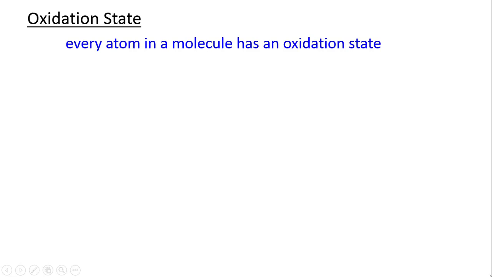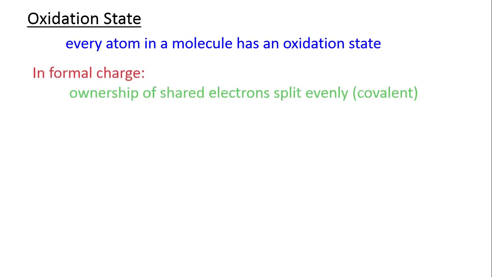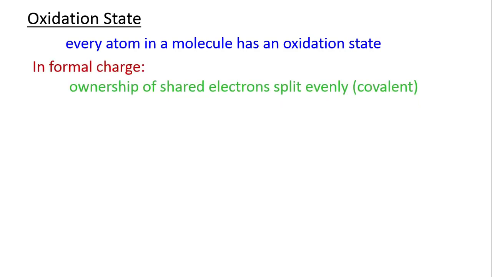An oxidation state is a number that is assigned to every atom in a molecule. Every atom has one. In this way, oxidation states are much like formal charges with one key difference. Recall that in assigning formal charges, the ownership of the bonding electrons was split evenly.